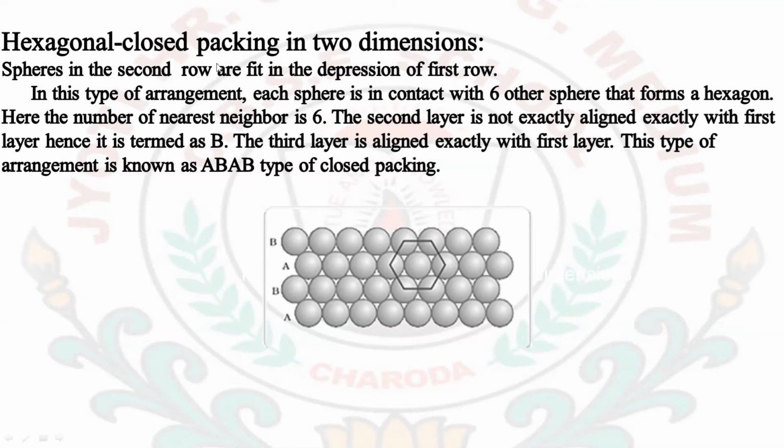Hexagonal close packing in two dimension. Here, spheres in the second row fit in the depression of the first row, the gap formed in the first row. Here you can see, if this is the A layer, the B layer will be arranged like that. It is filling up the gaps of the first layer, and due to this a small gap will be formed here.